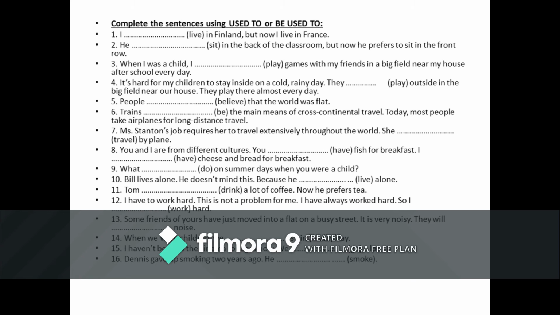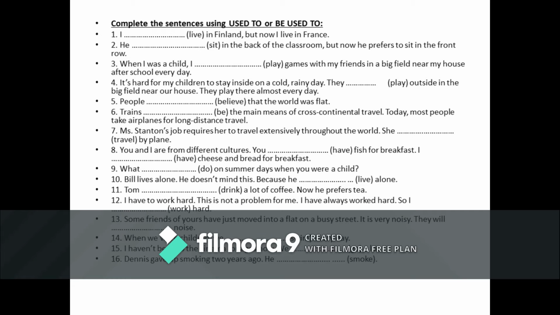Let's go to discuss this exercise from the booklet. The first question, I dots live between brackets in Finland, but now I live in France. That means that I was living in Finland, but I moved to live in France. So the answer will be used to live.